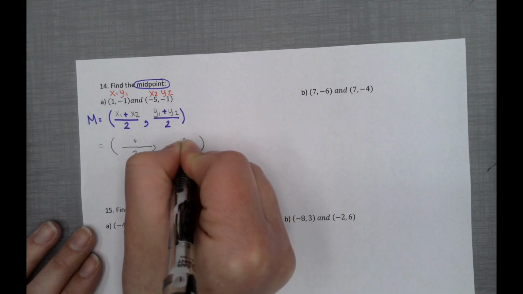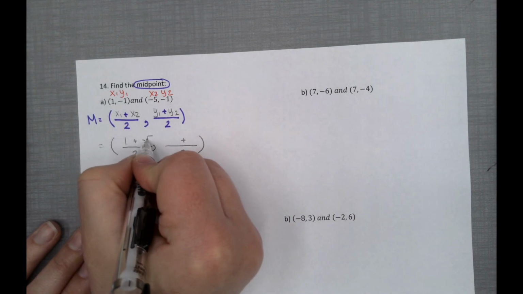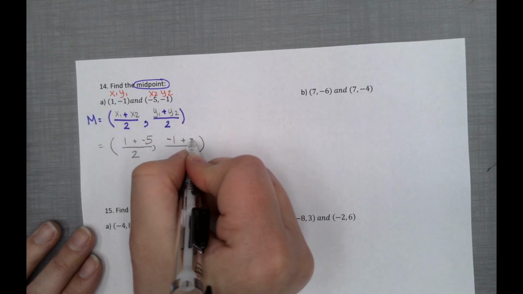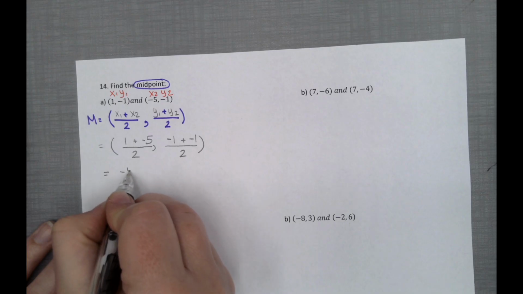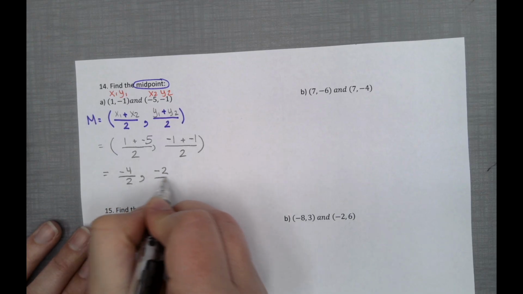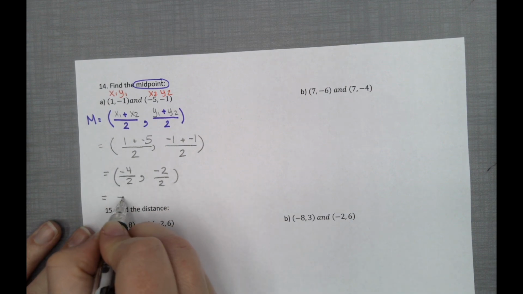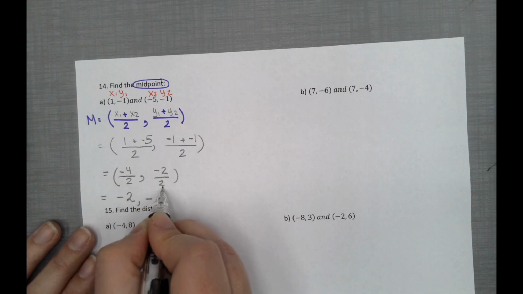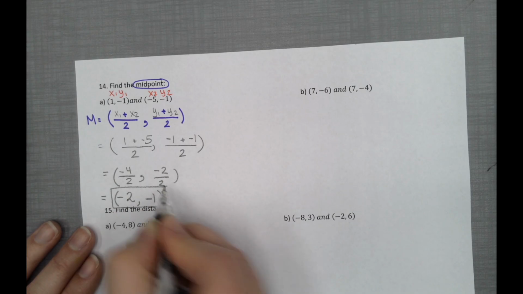And so now we say, okay, x1 was 1, x2 is negative 5, y1 is negative 1, y2 is also negative 1. Negative 5 plus 1 is a negative 4. Negative 1 and negative 1 is a negative 2. Simplify, divide your fractions. Same or different, different. 4 divided by 2 is 2. Same or different, different. 2 divided by 2 is 1. And you want to put those parentheses around your answer.